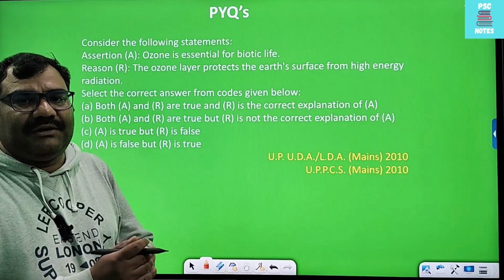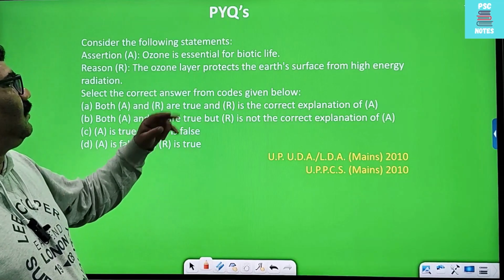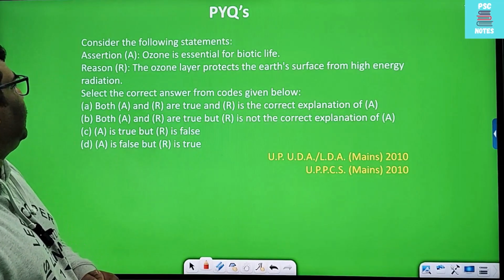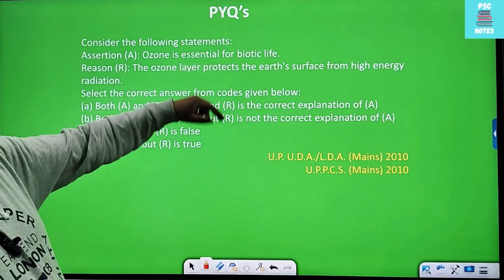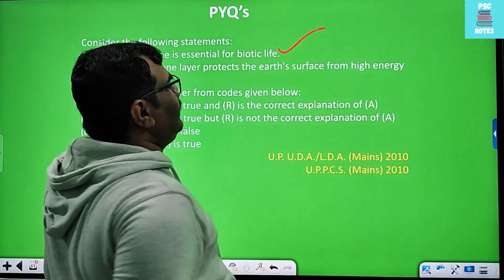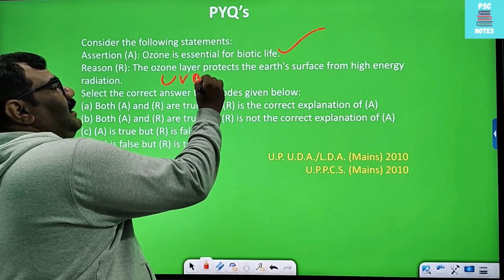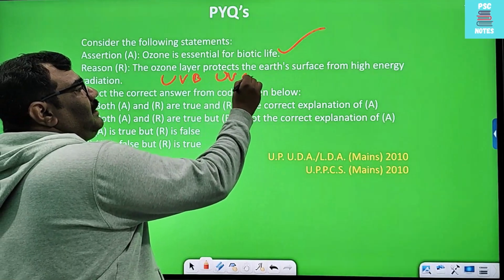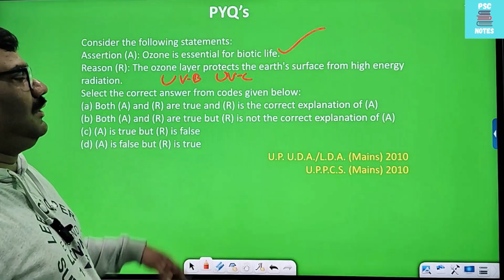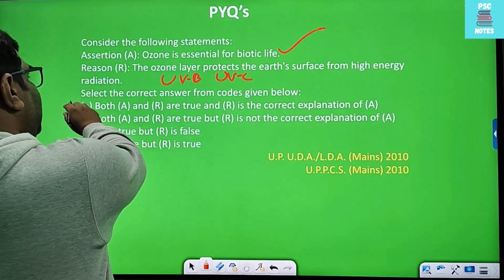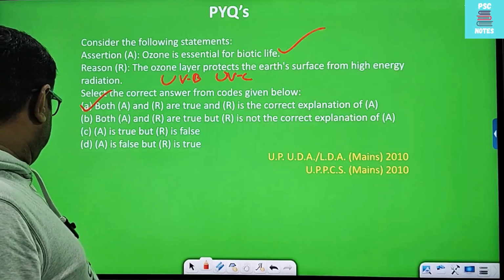Now coming to the next question, ozone is essential, ठीक है. Ozone is essential for biotic life, and the ozone layer protect the earth's surface from high energy radiation, ठीक है. High energy UV B और UVC से प्रोटेक्ट करता है. तो इट इज both A and R are true and R is the correct explanation of.